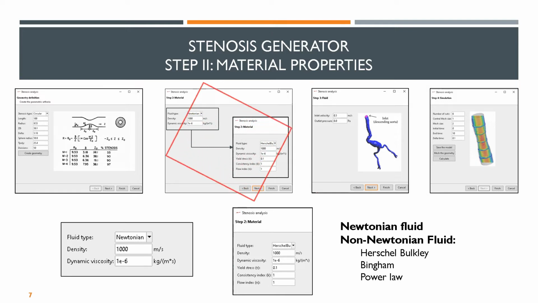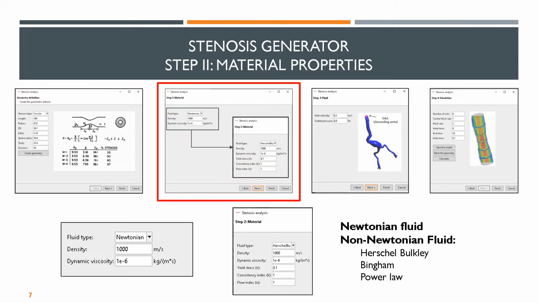Then we have to define the material properties of our model. We can choose between Newtonian or non-Newtonian fluid, and there is an interface where we can set all the parameters for each model. These properties are directly assigned to the group defined previously as fluid.